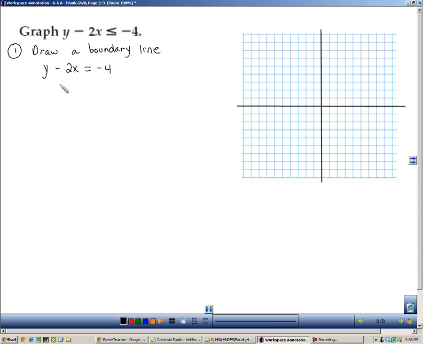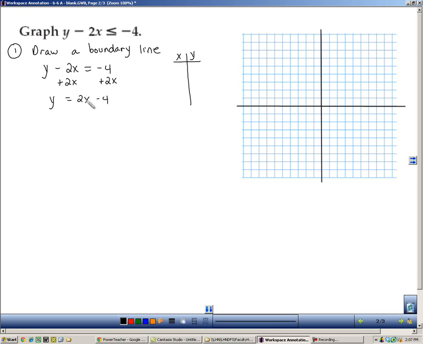So I'm going to isolate the y here. I'm going to add 2x to both sides. So this will be y equals, I'm going to write it as 2x minus 4, just because I like that in slope-intercept form better. So this is my boundary line. So I have to graph that. Well, to graph, I need ordered pairs, so I'm going to make a table.